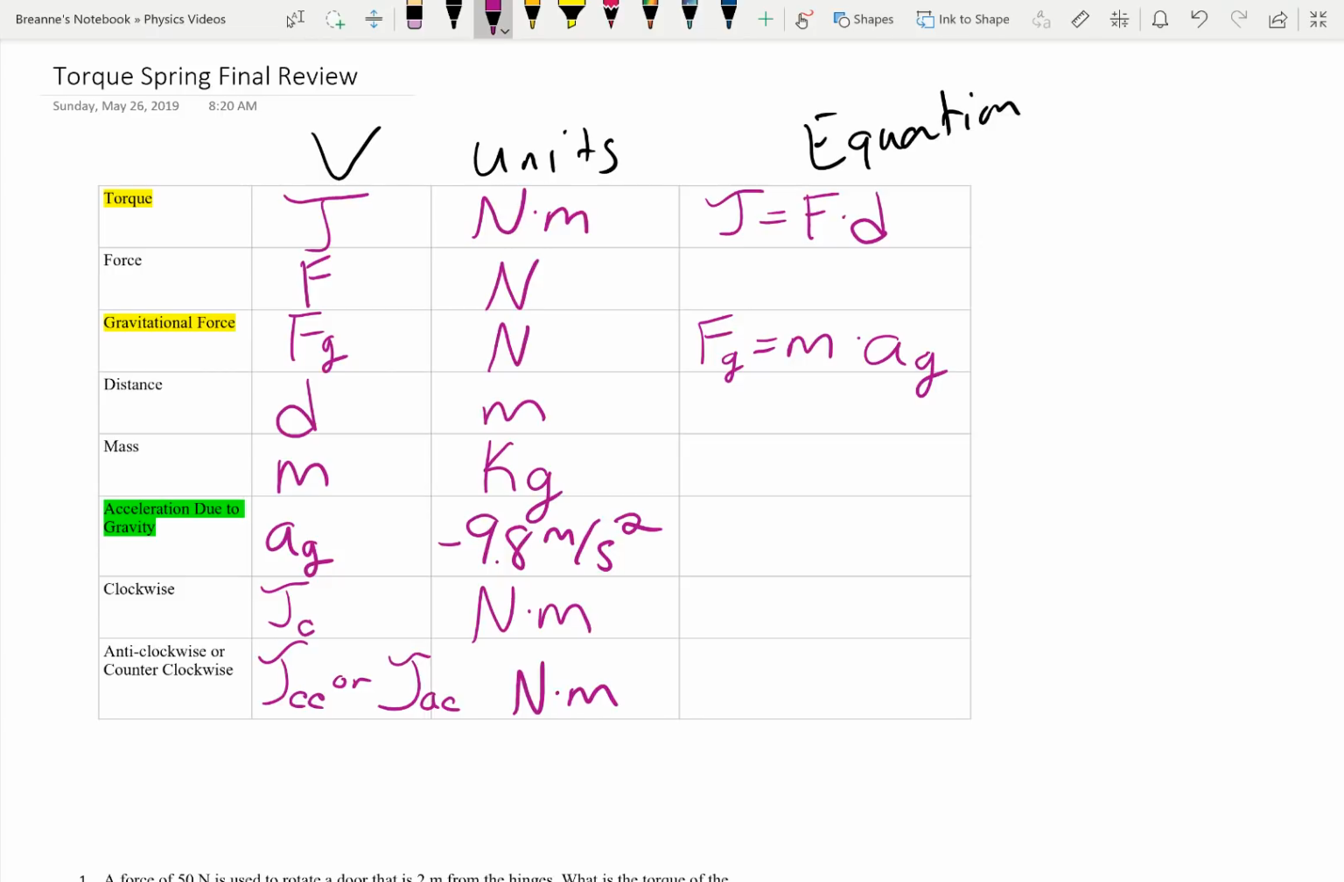Basically, torque, to keep things balanced, has to be equal. So the side that's spinning one way has got to equal the side that's spinning the other. And that is just the same equation. So there we go.